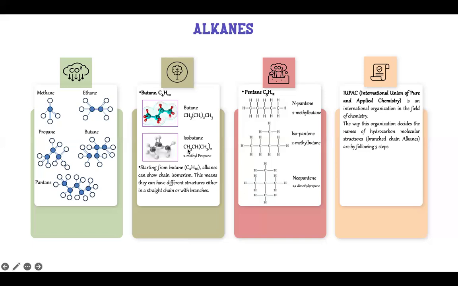Then we have isobutane, and this is the diagram where we have 2-methylpropane. Starting from butane, C4H10, alkanes can show chain isomerism, meaning that they can have different structures, either in a straight chain or with branches.